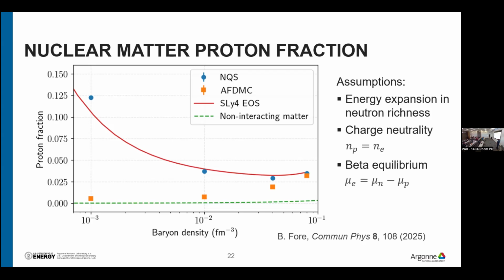We can see the neural quantum state data follows an equation of state that's very close to what we would expect, while because the AFDMC result is not capturing this clustering, it's actually much closer to something like non-interacting matter, what it looks like. That's from our most recent publication on neutron stars.